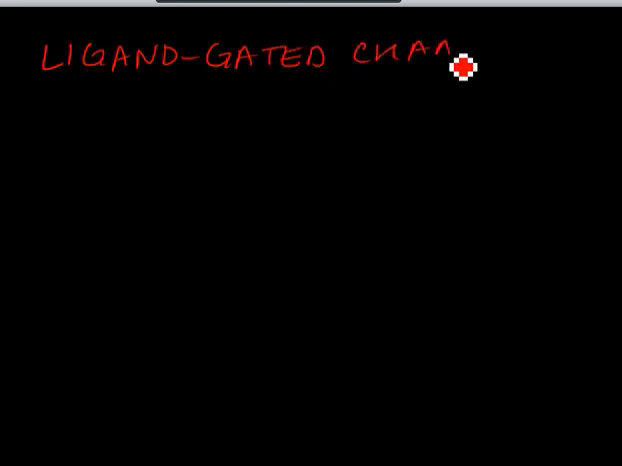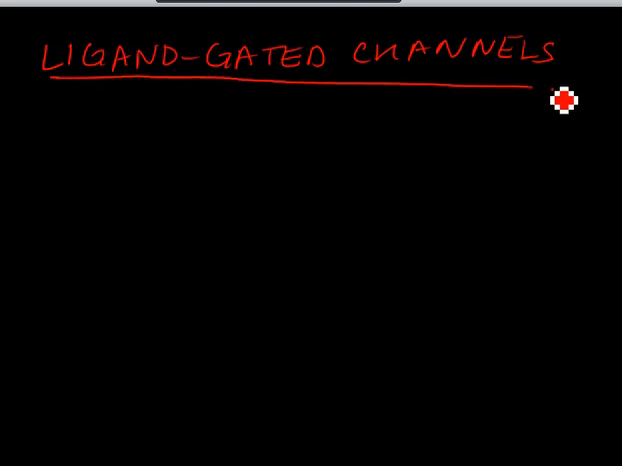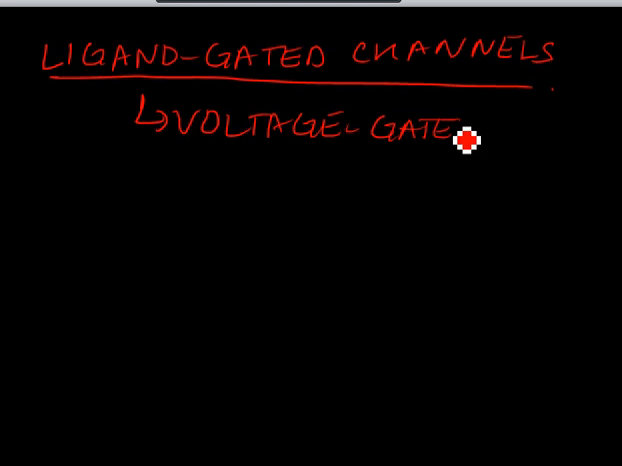So we were talking about ligand-gated channels, and as the name suggests, they work when the ligand binds to it, and more specifically, we can think of the voltage-gated channels. Cell surface receptors that bind to extracellular ligands are the ligand-gated channels, and their ability to conduct a flow of ions across the plasma membrane is regulated directly by ligand binding.